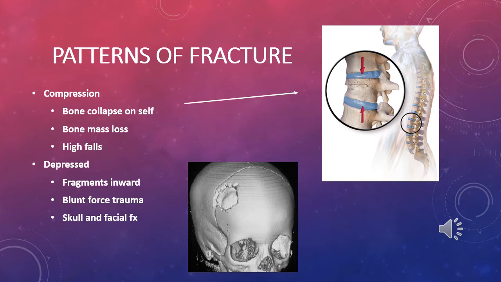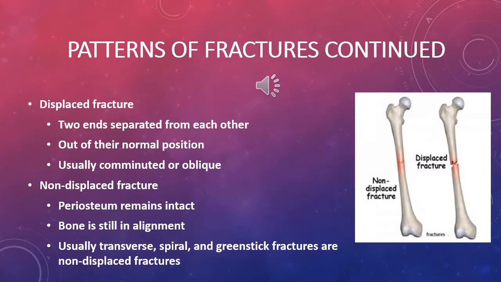The next is a depressed fracture, and this is when fragments of the bone are forced inward. This typically results from blunt force trauma. The depressed fracture is commonly seen in facial and skull fractures.